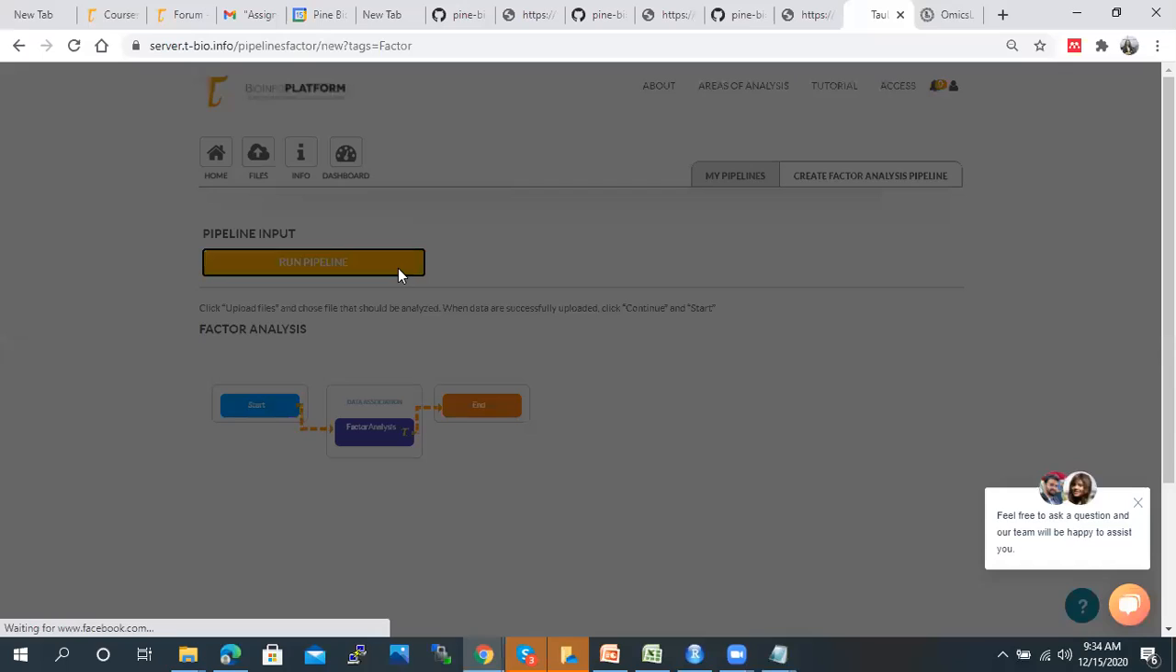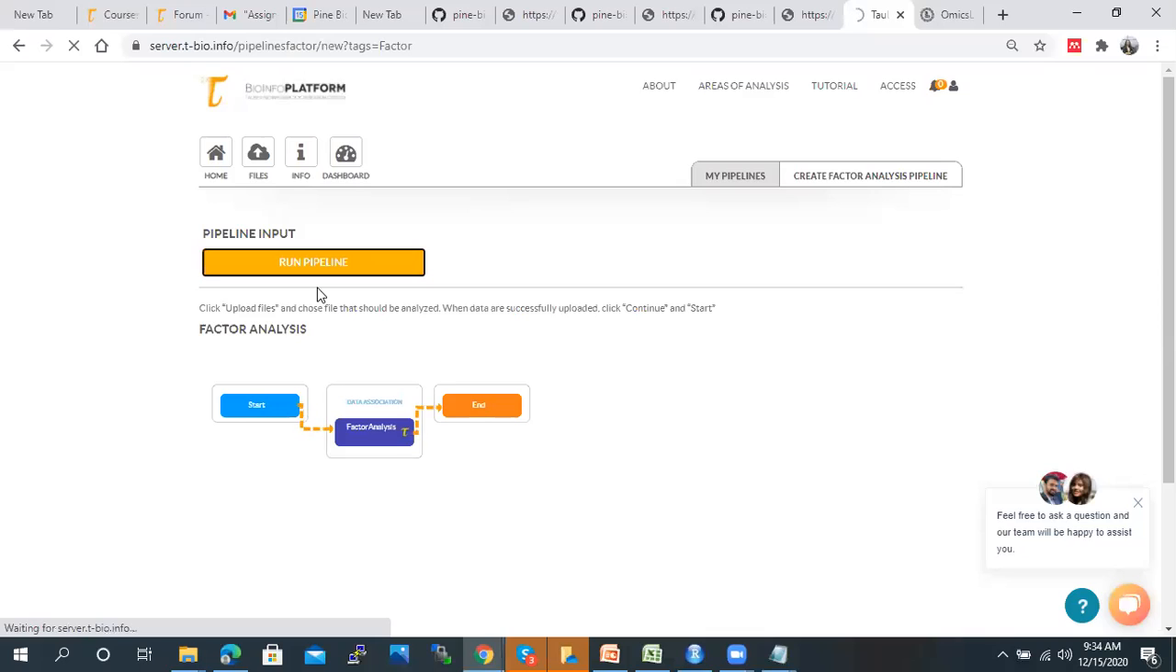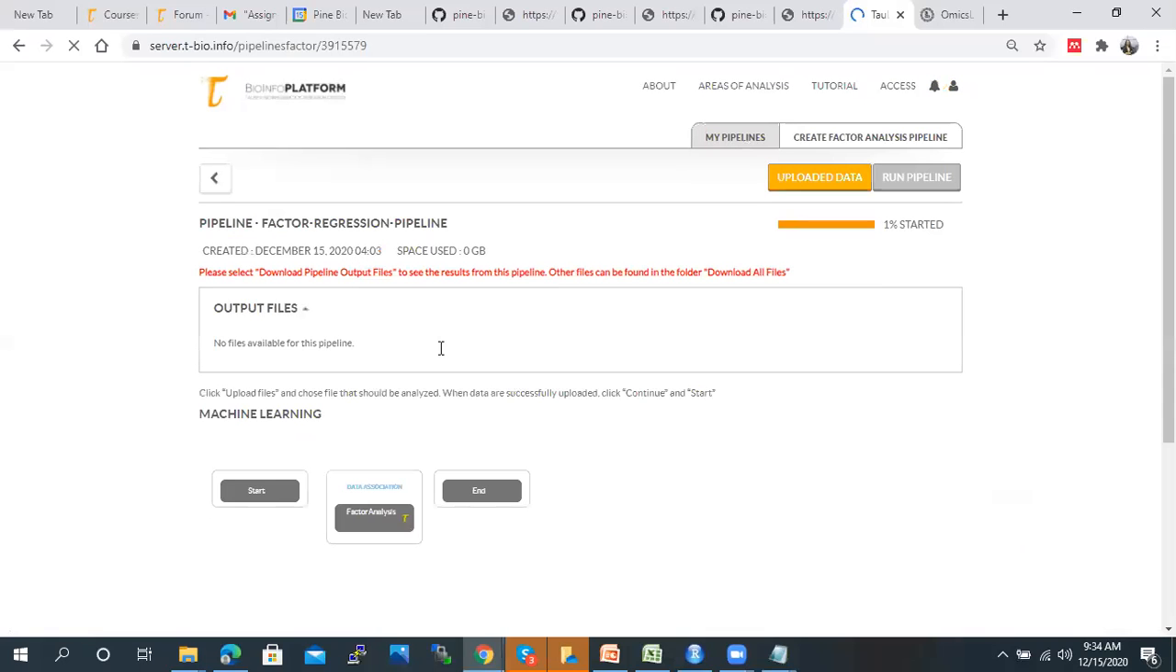So by clicking next, after naming, we need to click on run pipeline to complete this pipeline. As this is a real pipeline, it's not a demo pipeline, so it will take 4-5 minutes to complete. So how many of you are able to complete this pipeline?